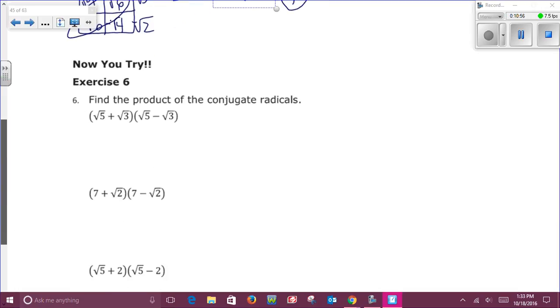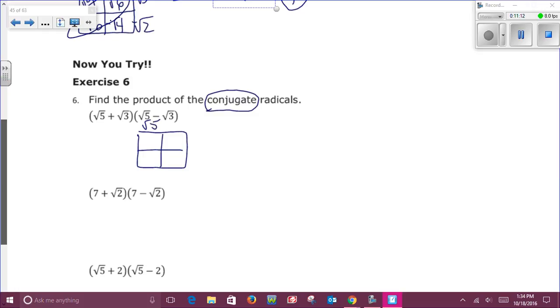So find the product of the conjugate radicals. And you're going to see this word, and it's important to know what a conjugate is, because a conjugate can actually help you get out of a lot of trouble later on. When I multiply, let's try these conjugates here.